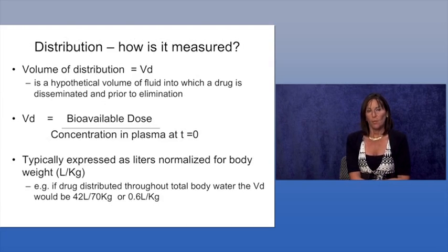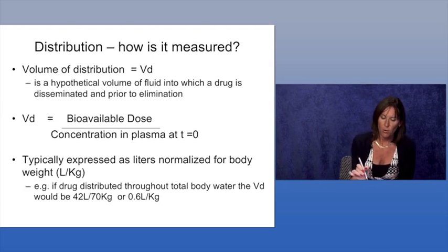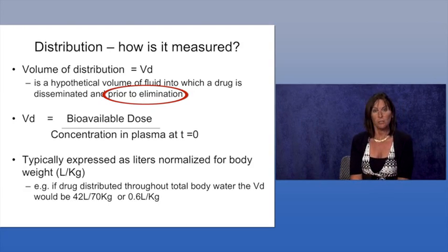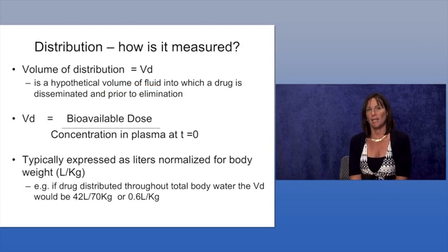elimination. Why do we use the word hypothetical? Well, the reason is the following. As soon as a drug hits circulation, hits the systemic circulation, elimination begins. So this part of the sentence, prior to elimination, is actually difficult to measure and difficult to imagine because distribution and elimination are occurring concurrently. So for accuracy's sake, we say a hypothetical volume of fluid into which a drug is disseminated prior to metabolism.